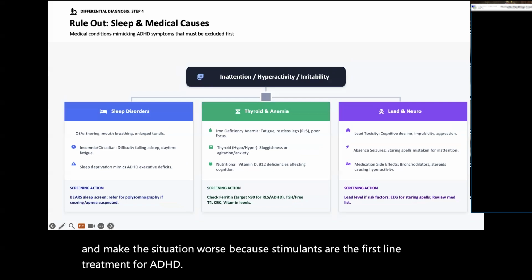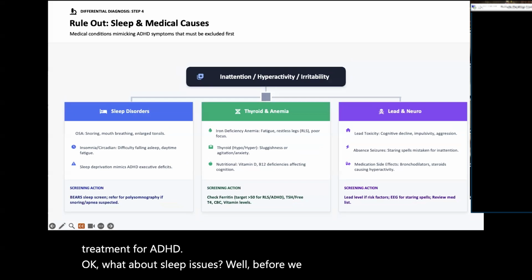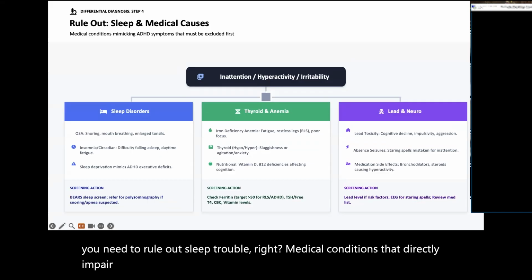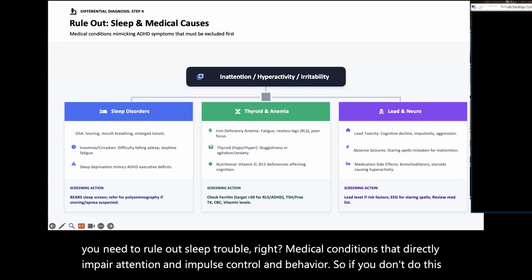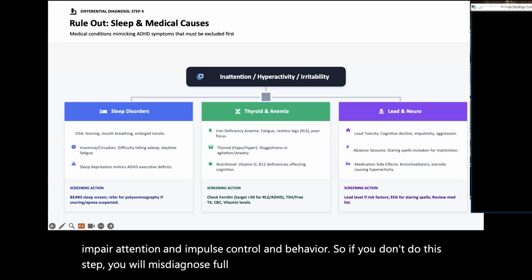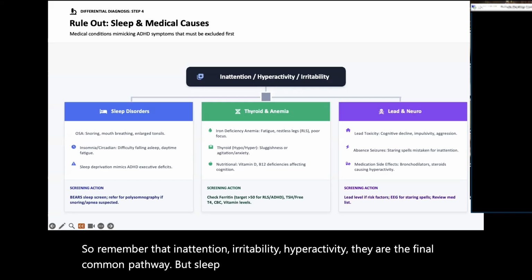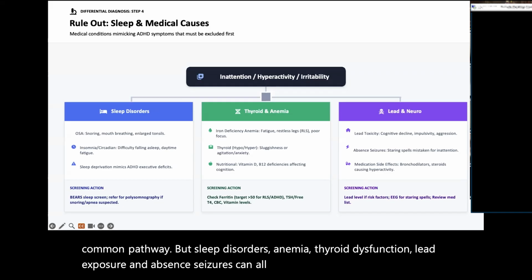Okay, what about sleep issues? Well, before we diagnose ADHD, of course, you need to rule out sleep trouble, right? And medical conditions that directly impair attention and impulse control and behavior. If you don't do this step, you will misdiagnose, full stop. Remember that inattention, irritability, and hyperactivity are the final common pathway, but sleep disorders, anemia, thyroid dysfunction, lead exposure, and absence seizures can all produce those same symptoms.